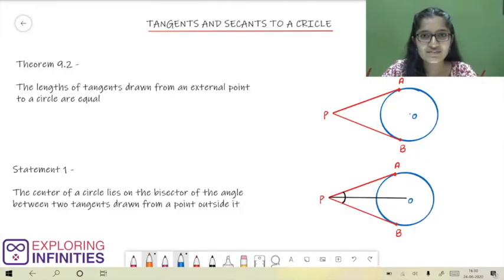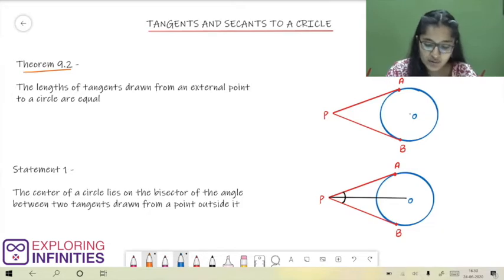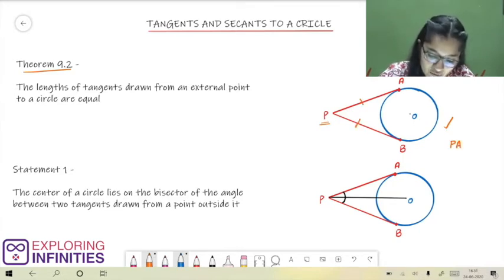Hi guys, welcome back. I am Hasita from Exploring Infinities. In our previous class, we discussed Theorem 9.2 and Statement 1 in the chapter Tangents and Secants to a Circle. Let us once recollect them. Theorem 9.2 states that the lengths of tangents drawn from an external point to a circle are equal. So here we are considering a circle having center O and external point P. The tangents drawn from this point to the circle are PA and PB. Hence, according to this theorem, length of PA is equal to length of PB.